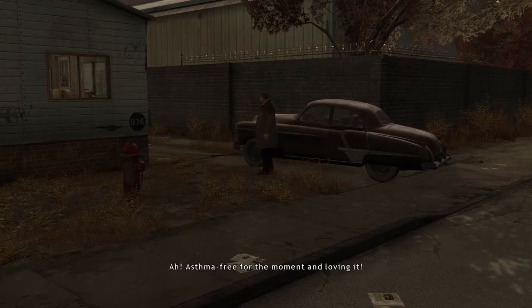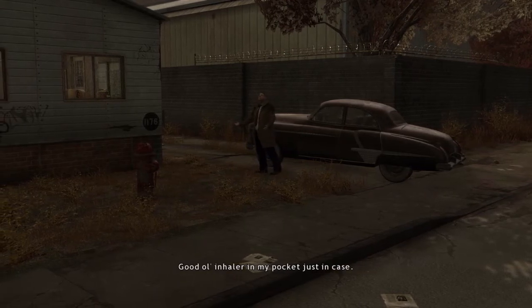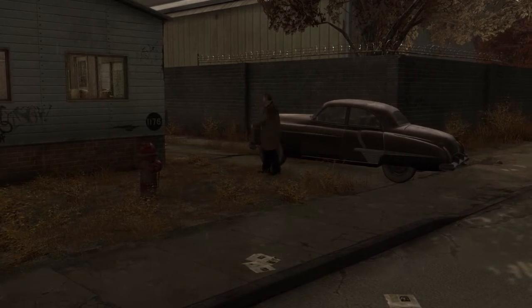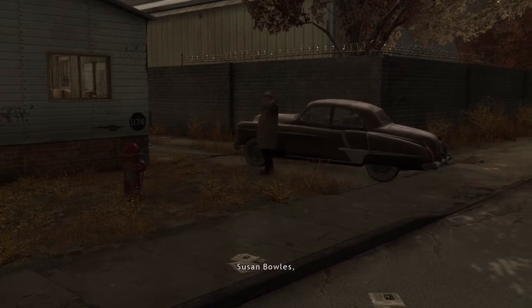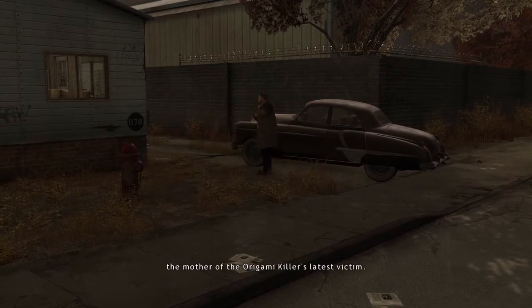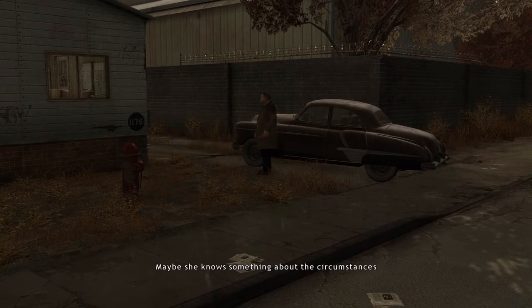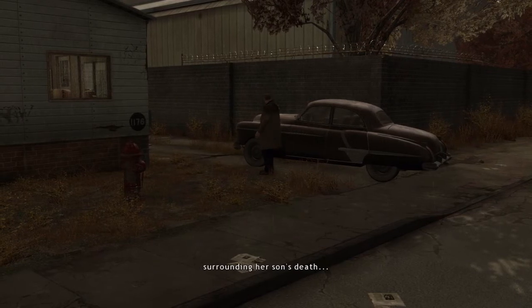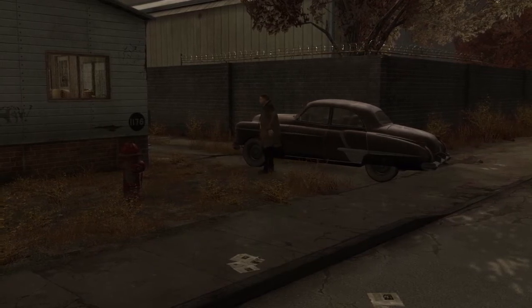Asthma free for the moment, and loving it. Got an old inhaler in my pocket, just in case. Susan Bowles, mother of the Origami Killer's latest victim. Maybe she knows something about the circumstances surrounding her son's death.